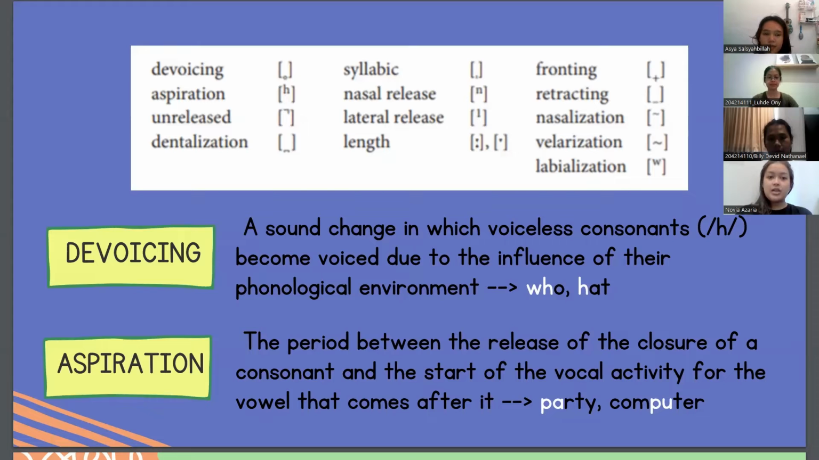Devoicing is a sound change in which voiced consonants become voiceless due to the influence of their phonological environment. For example, in the words who and had. In the word who, W and H became H, spelled who. And then the second one is aspiration. Aspiration is the period between the release of the closure of a consonant and the start of the vocal activity for the vowel that comes after it. For example, party and computer.